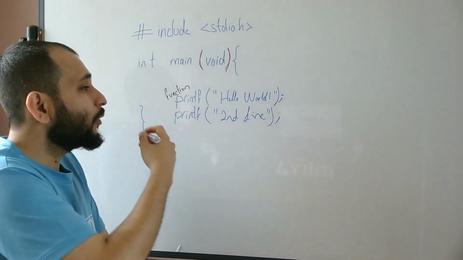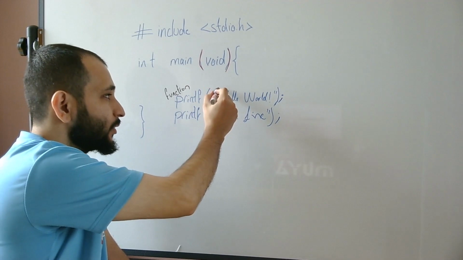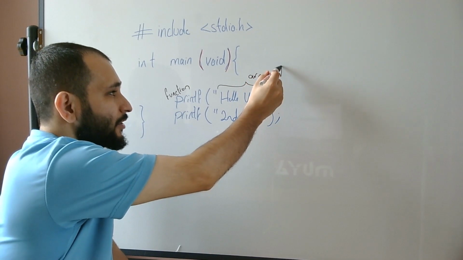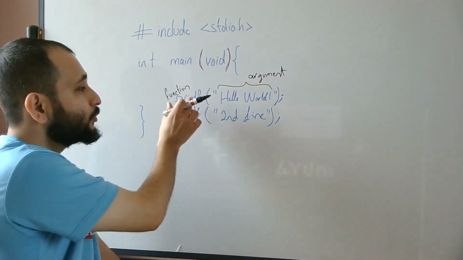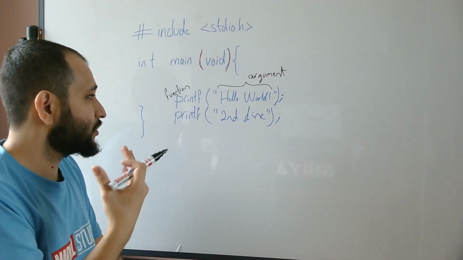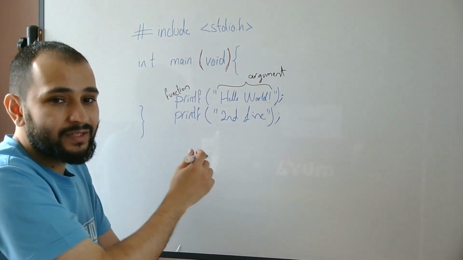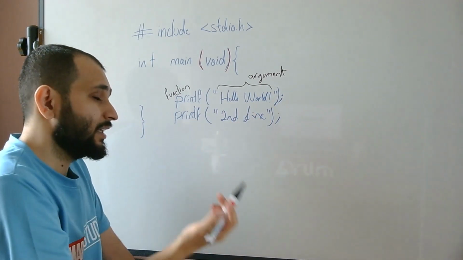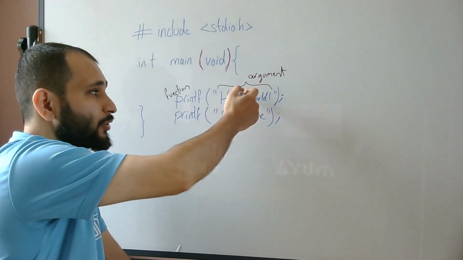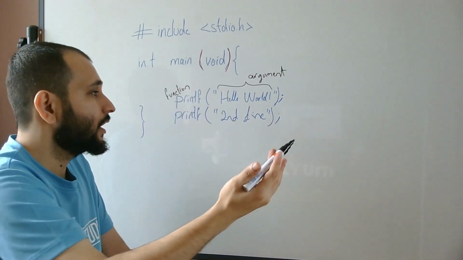So what is the job of the printf statement? Whatever argument, this part is called the argument, that you provide to the printf function, it will print it on the screen, on the console. That's the job of this printf statement. Whatever argument you provide to it, it could be text, and it could even be other data types such as numbers and others.